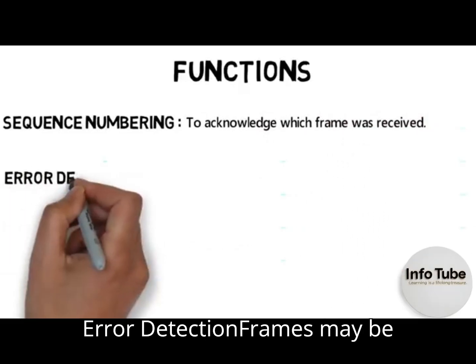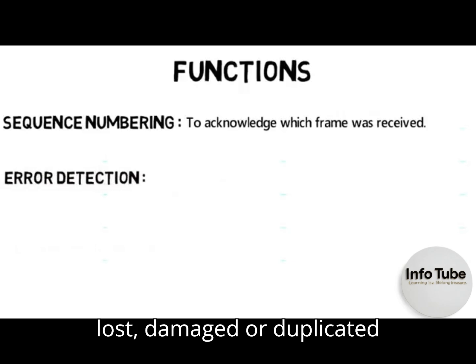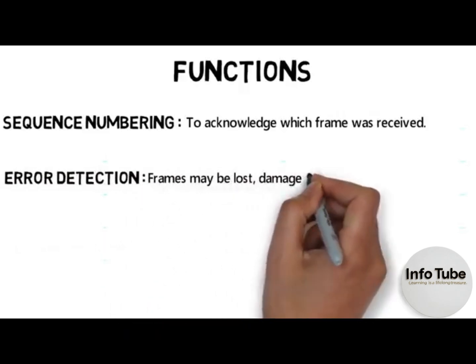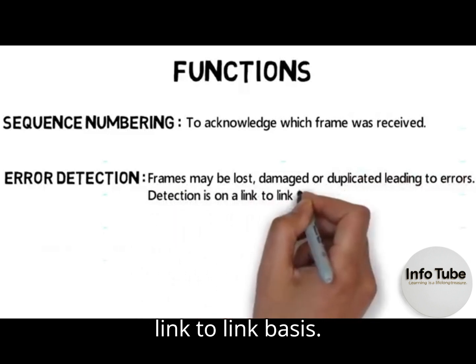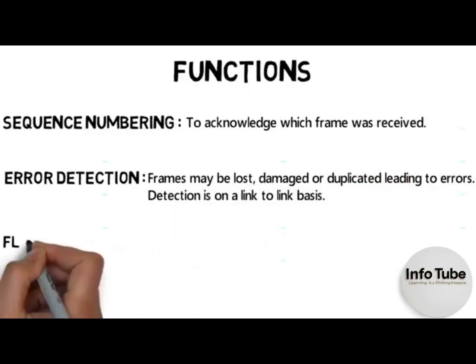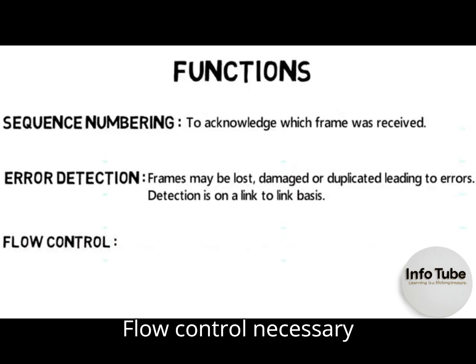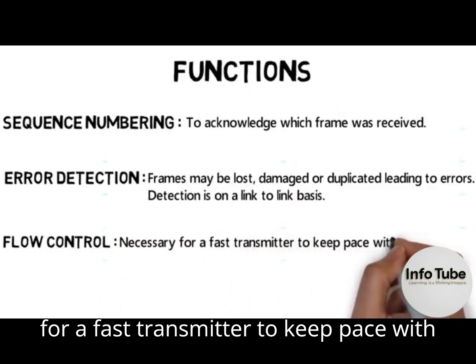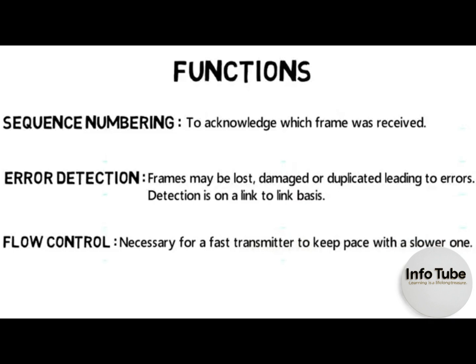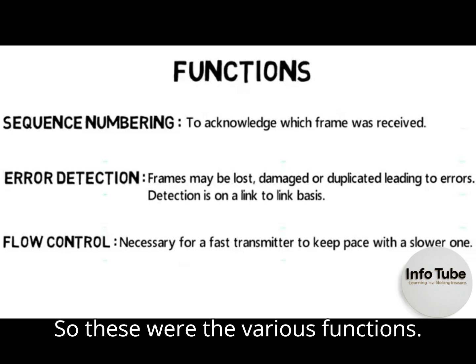Error detection. Frames may be lost, damaged or duplicated, leading to errors. Detection is on a link to link basis. Flow control. Necessary for a fast transmitter to keep pace with a slower one. So these were the various functions.